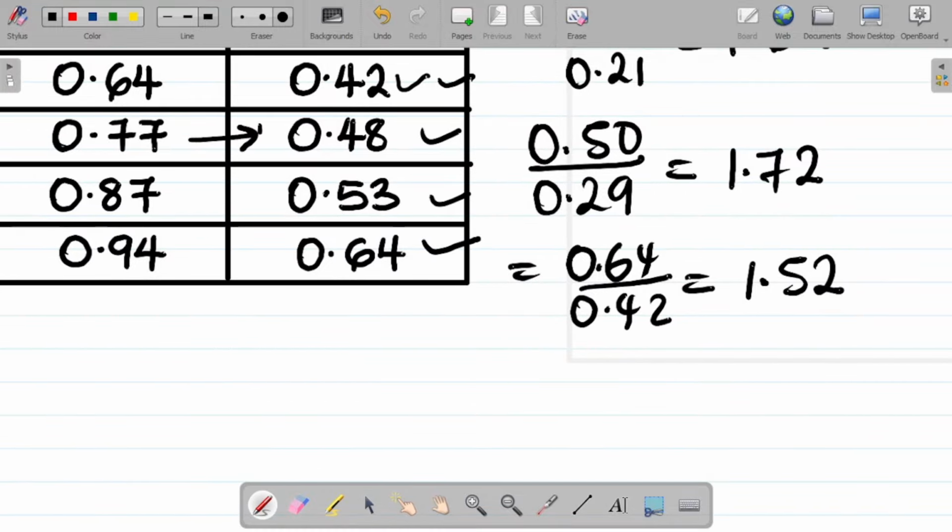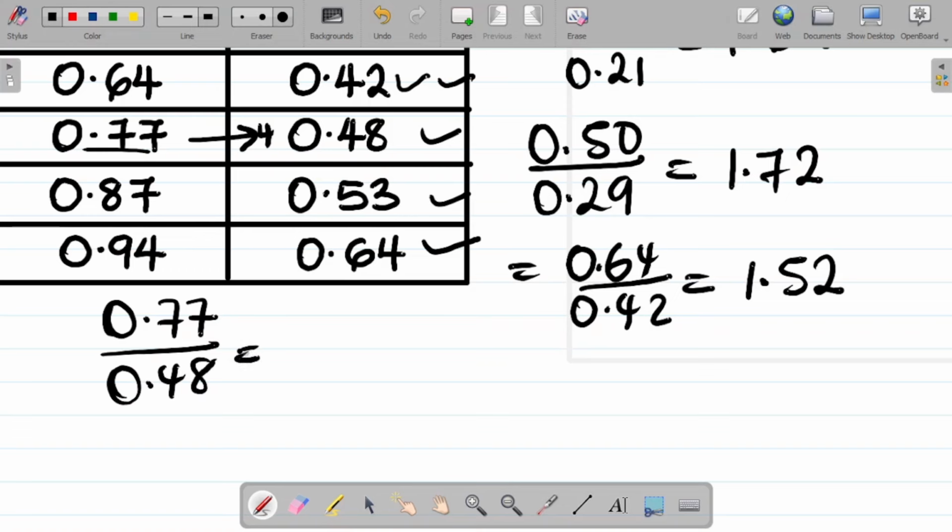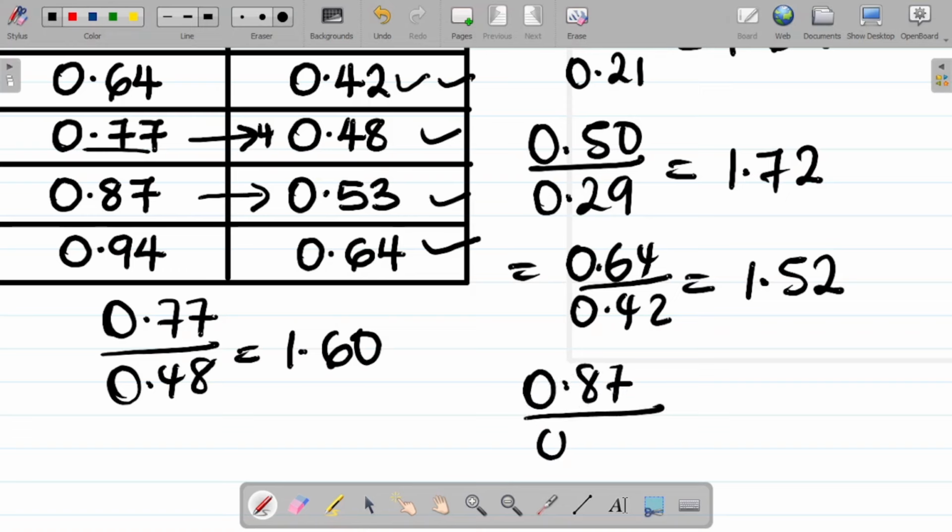This is the fourth row, this one here. Let me call this 4. Sine I is this value here, 0.77, all over sine R, which is 0.48. So 0.77 divided by 0.48, I have 1.60. Okay, next up, the fifth row, I have 0.87 divided by 0.53. So 0.87 divided by 0.53, I have about 1.64 as my answer.